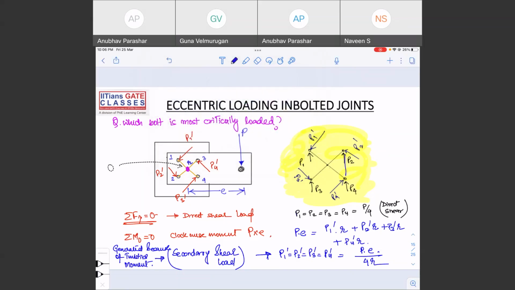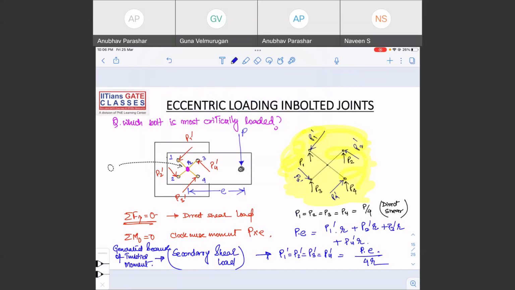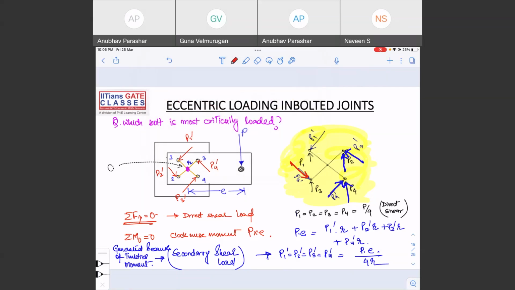You see, the maximum resultant of the direct shear load and the secondary shear load will be at this position because the angle between the loads is minimum, rather than here. If you see, the loads are cancelling each other here. The direct and secondary shear loads are cancelling each other to some extent. So even without any calculation, we can simply say that these two joints, that is joint 3 and 4, are most critically loaded. Joint 3 and 4 are most critically loaded.